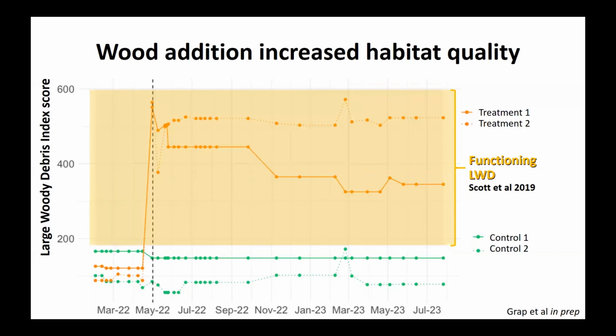These wood additions increased the habitat quality. There's something called the Large Woody Debris Index, developed by Scott et al. in 2019. Basically, it considers the complexity of a log jam. They consider scores within this orange section to be functioning woody debris, providing habitat and geomorphic impacts. And though we did see wood move around, the wood quality in those sections of stream is much higher than in our control reaches.